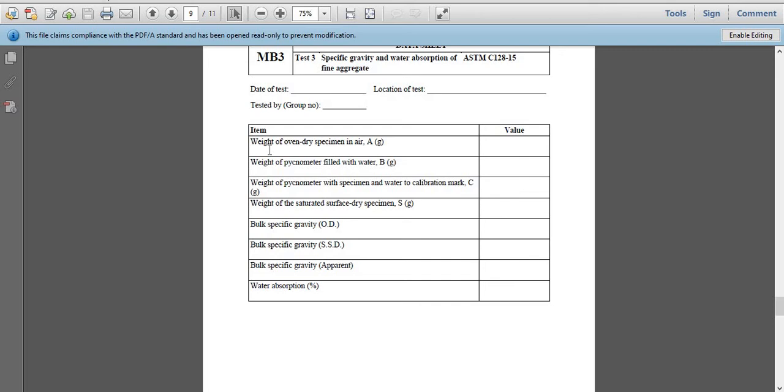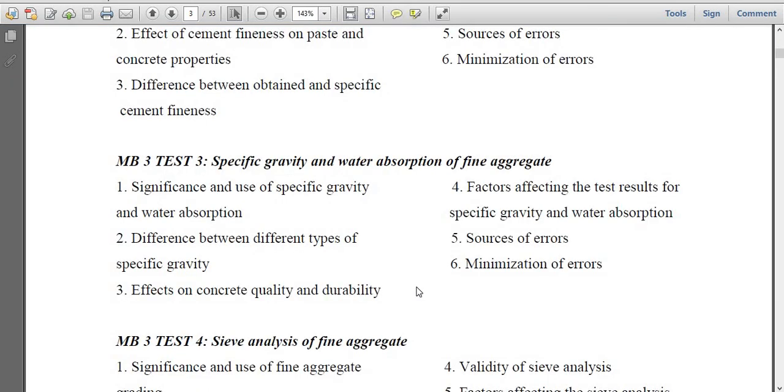Okay, now we are done with the data. Let's go to the discussion part. So you have about 6 discussion questions in your lab manual, starting from significance till minimization of errors. Let me check. Okay, so I want you to answer all these 6 questions. I also have some add-on questions for you.